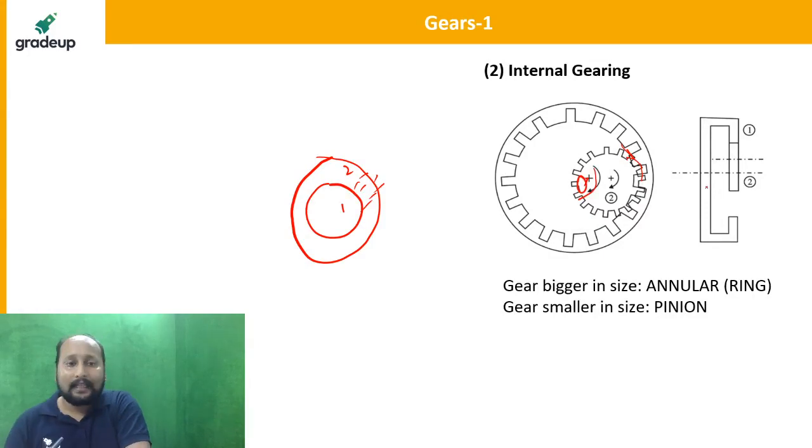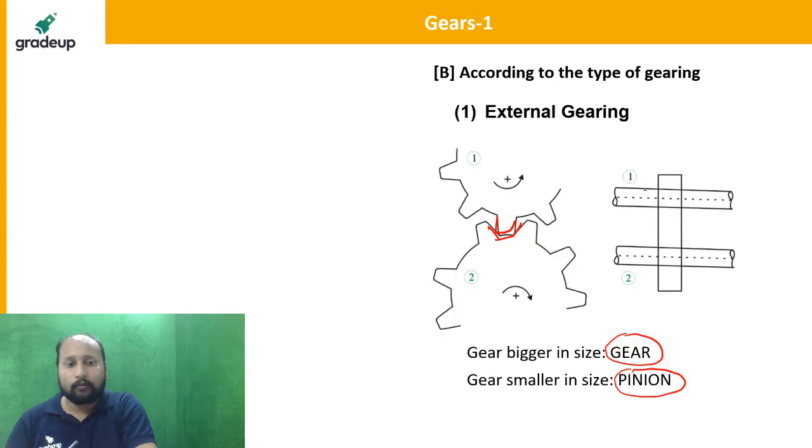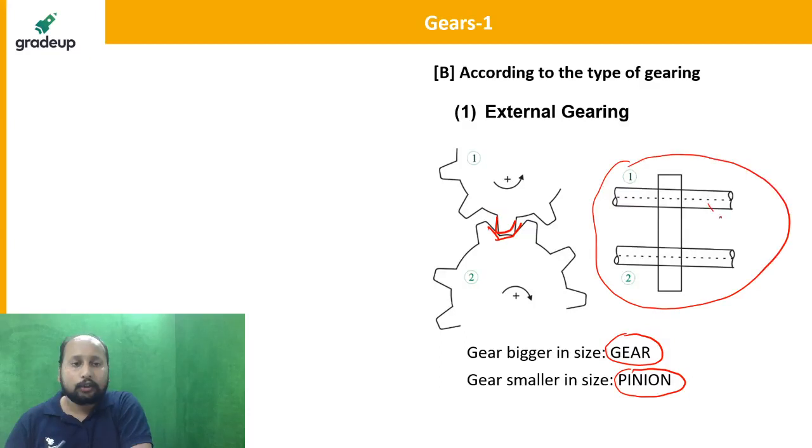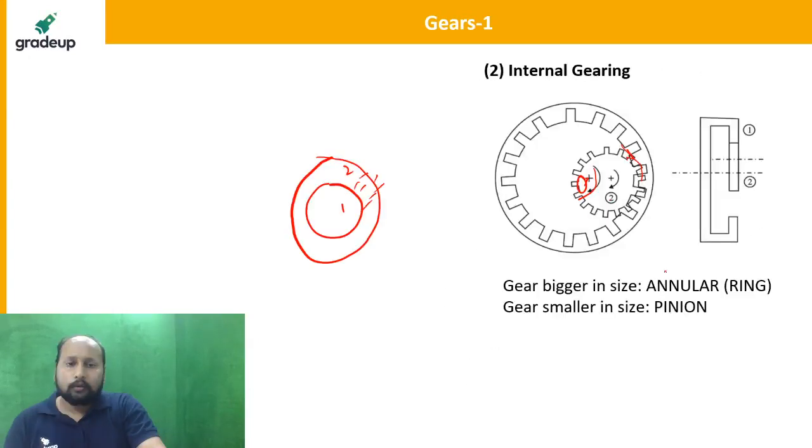And if you talk about the previous one, this is the representation of the gears. This is your shaft, and this is your gear. Let us suppose this is your gear number 1, we'll have gears like this, and this is your gear number 2. Clear? So internal gearing, external gearing, and the bigger gear is always known as ring or annular.